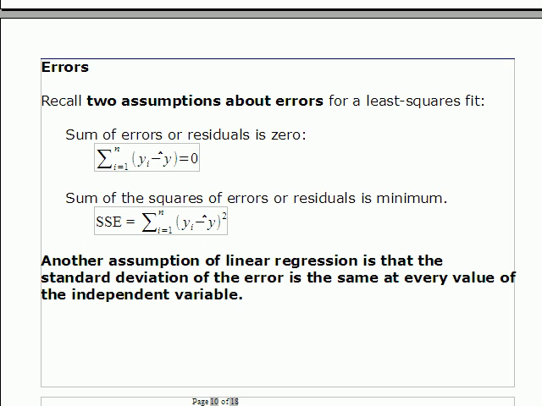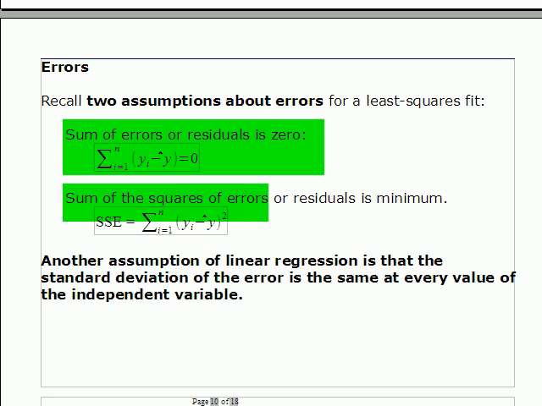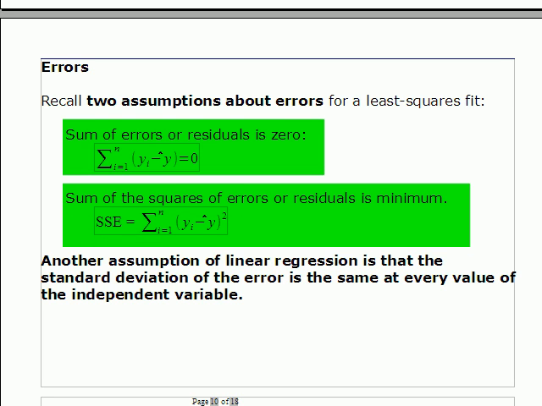Now, for the least squares fit, we had several assumptions. The first two we used to find values for the slope and the y-intercept so that we could write the equation for the line. The first assumption is that the sum of the errors or residuals is 0, and the second is that the sum of the squares of the errors or residuals is minimum. Now, another assumption of linear regression is that the standard deviation of error is the same at every value of the independent variable, and this is easier to see graphically.